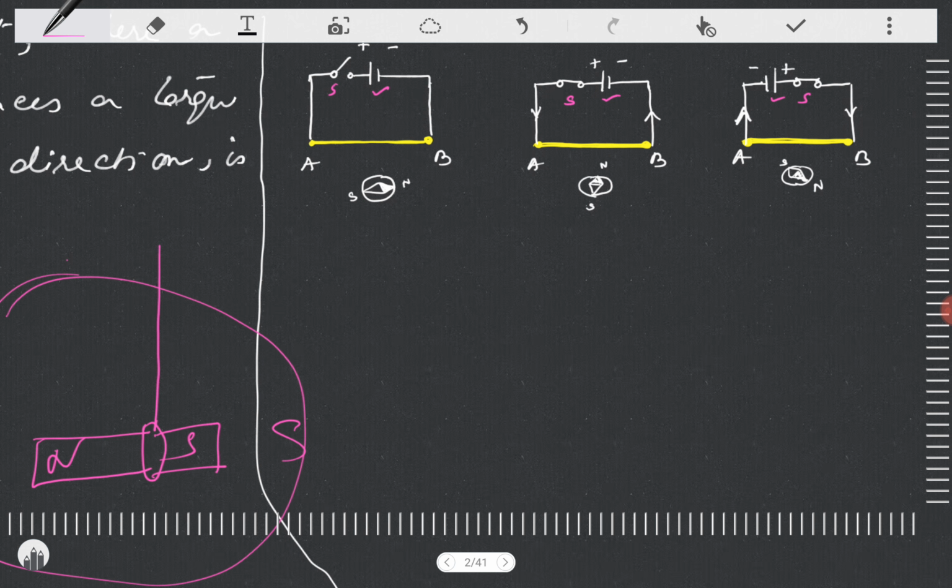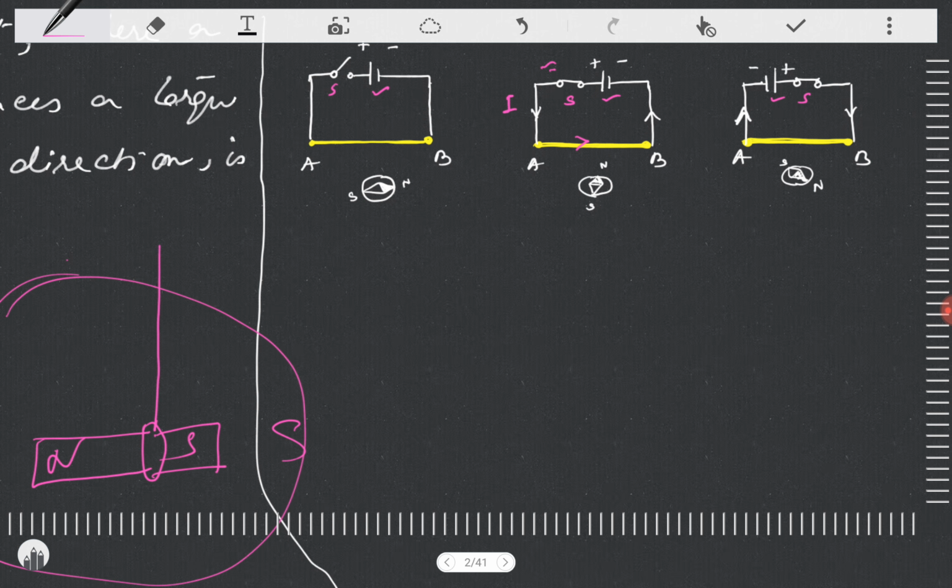In the second case, the switch is connected, means the switch is in the on position. That means this path is the closed path, and current is flowing through the battery and the conductor. In the next position, the polarity of the battery is reversed.